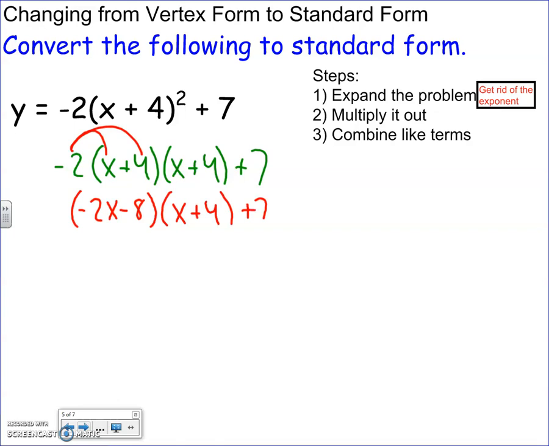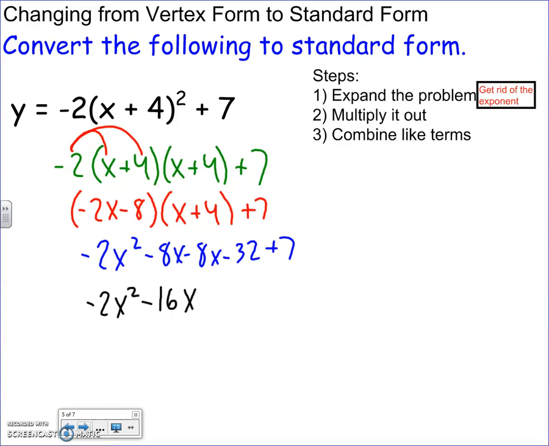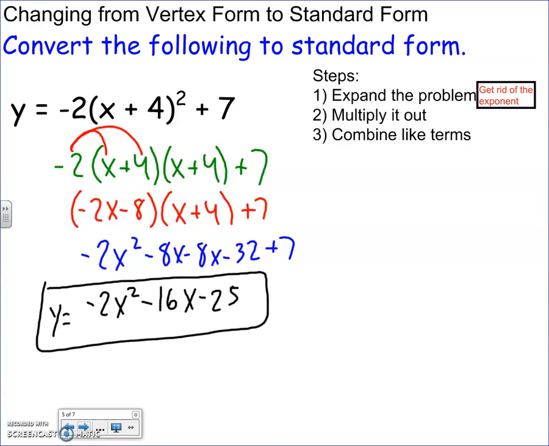From here, I have to FOIL that first part. So I'm going to get -2x squared. Let's see, minus 8x, minus 8x, minus 32. I'm going to bring this positive 7. I combine like terms. X squared stays the same. -8 minus 8 is -16 with x. -32 plus 7 is -25. That's the answer. Alright, so the top is vertex form, the bottom is standard form.